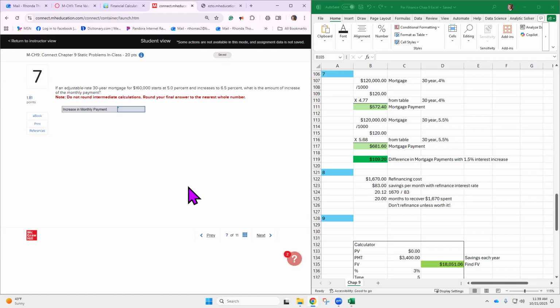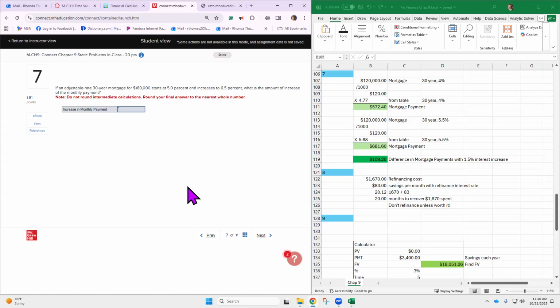So if an adjustable rate mortgage that's 30 years for a $160,000 loan starts at 5%, but then it goes up to 6.5%, which is a 1.5% increase, what's the amount of the monthly payment increase? All right, so we're going to use that table that we were using. So here's our mortgage, 120,000 divided by 1,000. The result of 120,000 divided by 1,000 is $120.